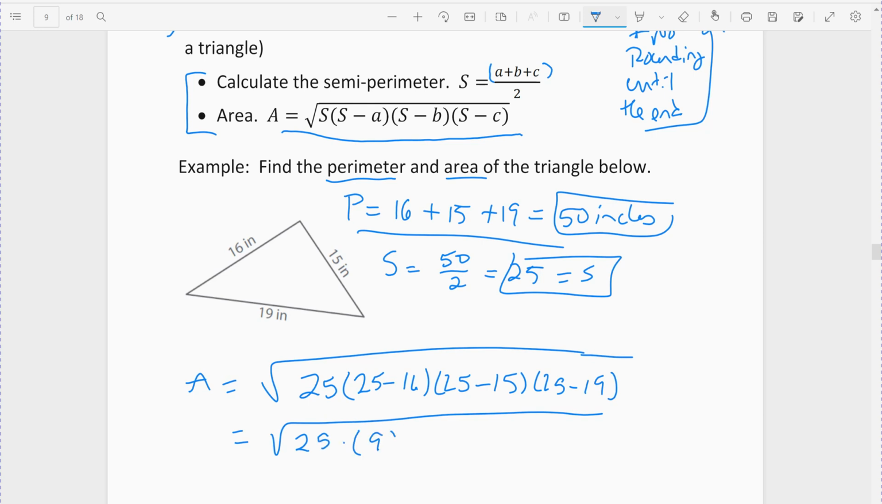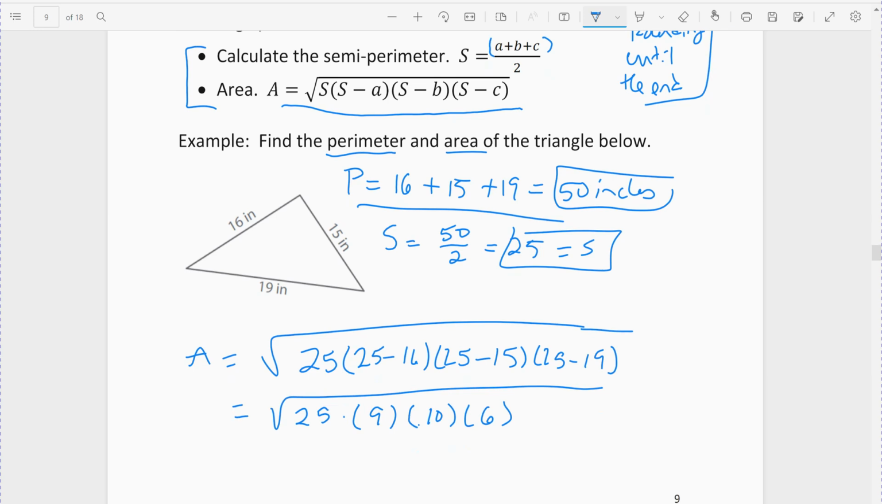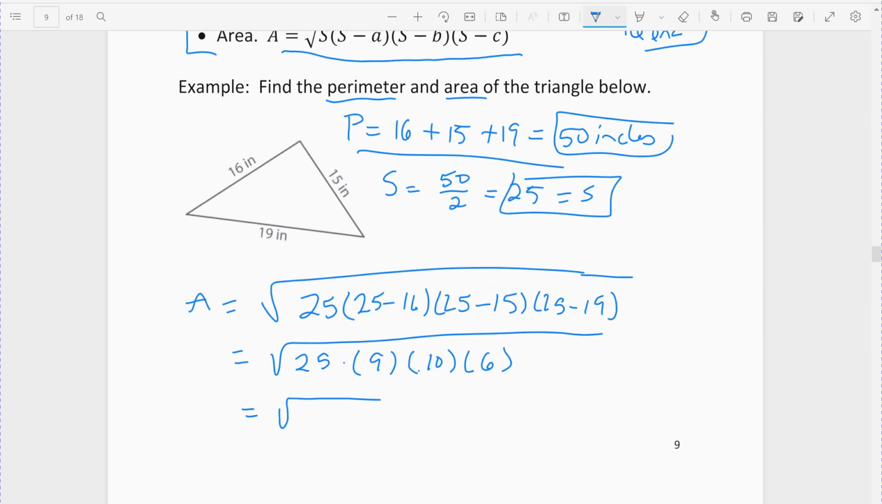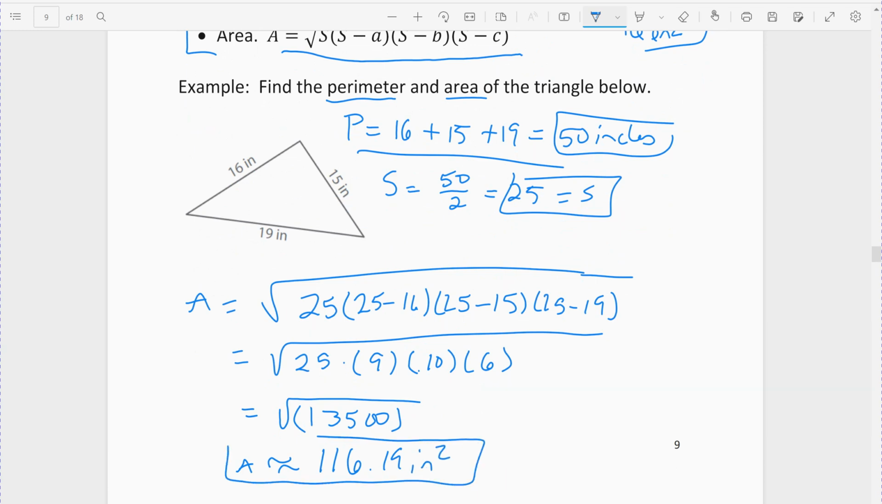25 times 9 times 10 times 6. And then again, I like to simplify inside. So this one actually comes out nicer than the other one. This is 13500. Then you take the square root of the 13500, and now you round. But again, do not round it to the end of the problem. It comes out 116.19, and again, it's in inches squared. Alright, so that's using Heron's formula.